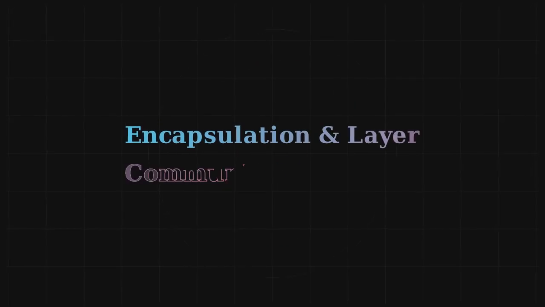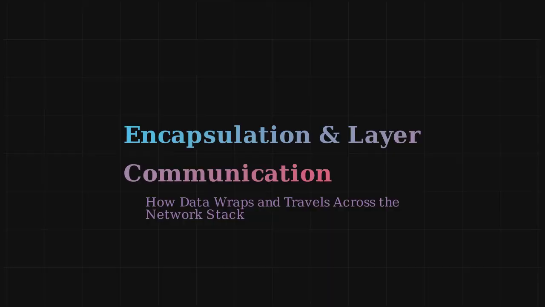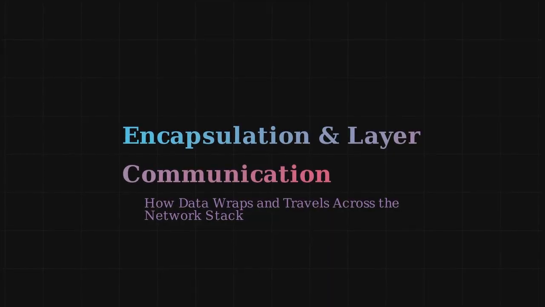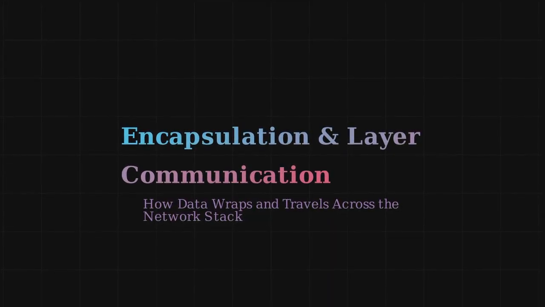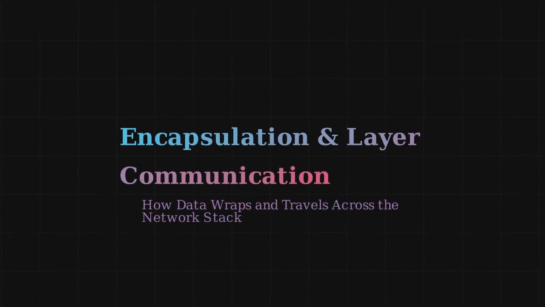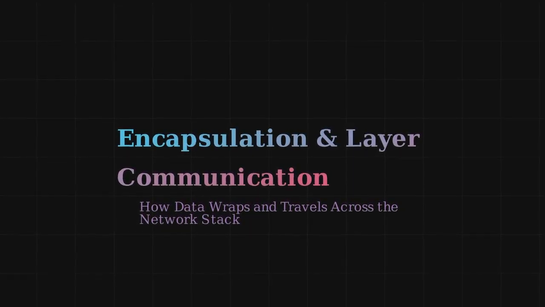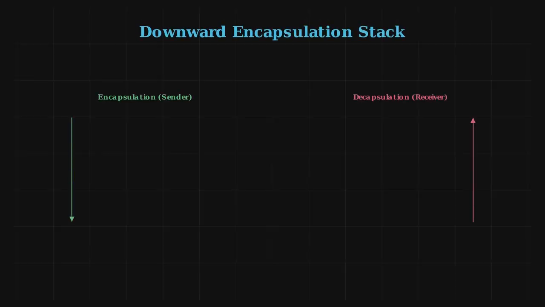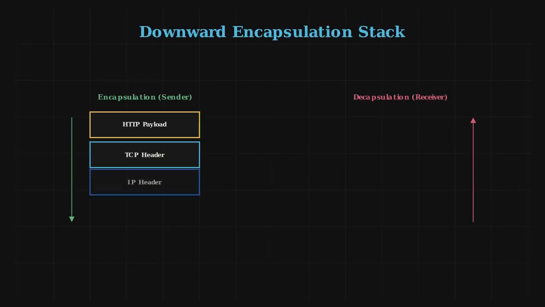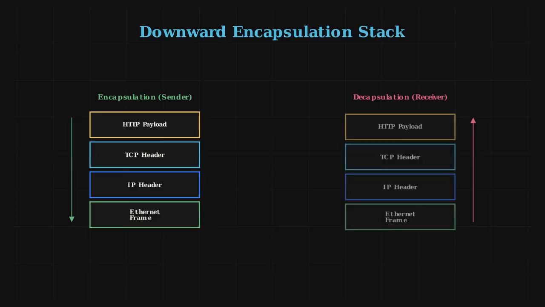To send data across a network, hosts do not just dump raw files onto wires. They wrap data in structural layers. This protective packaging is called encapsulation, and it drives how networks communicate. As data travels down the sending host stack, each layer appends its own control information, called a header.